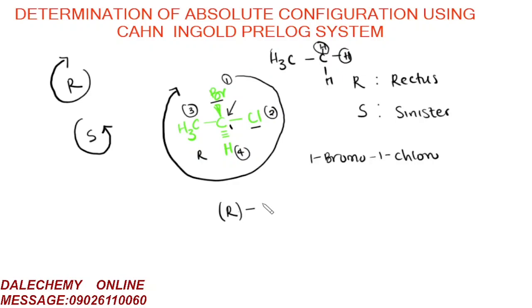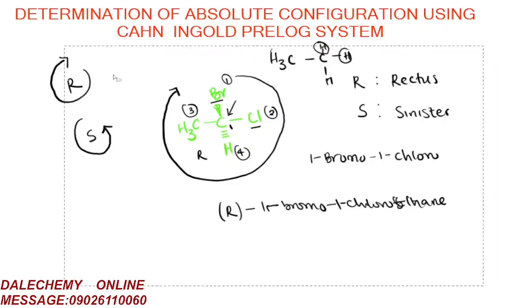So that will be 1-bromo, 1-chloro, ethane, because we're having a 2 carbon alkane. So you separate number and letter with a dash. So that is how to assign configuration for the chiral centers. Now let's look at another example.